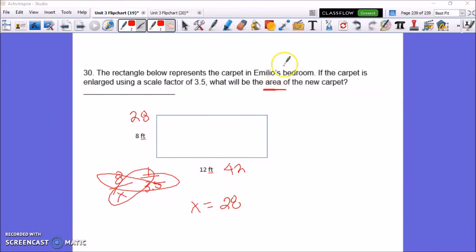All right, so this is actually asking for the area, not the new dimensions. We know area is length times width. So 28 times 42 is 1,176 square feet.